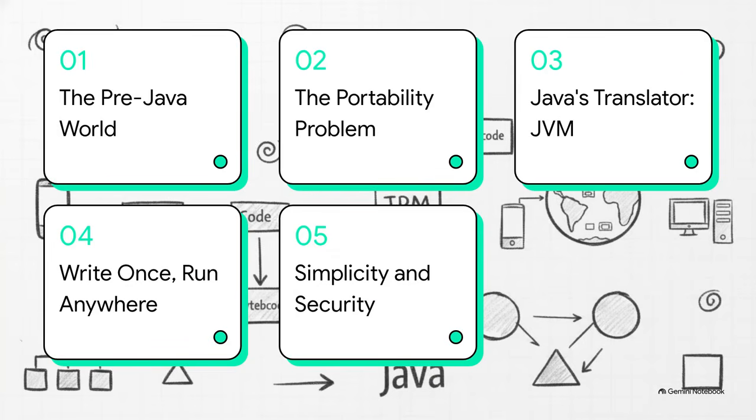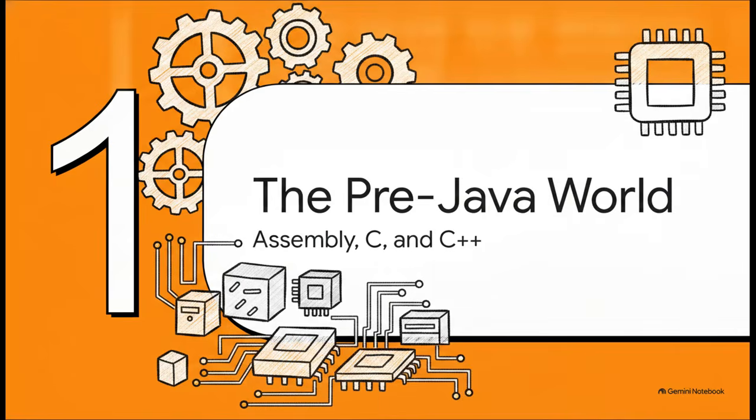We've got a pretty clear roadmap for this one. We'll start by looking at the pre-Java world, tackle the portability problem, and then break down Java's brilliant solution, the JVM. From there, we'll hit the write once, run anywhere paradigm and wrap up with simplicity and security. Section 1, the pre-Java world, featuring assembly, C, and C++.